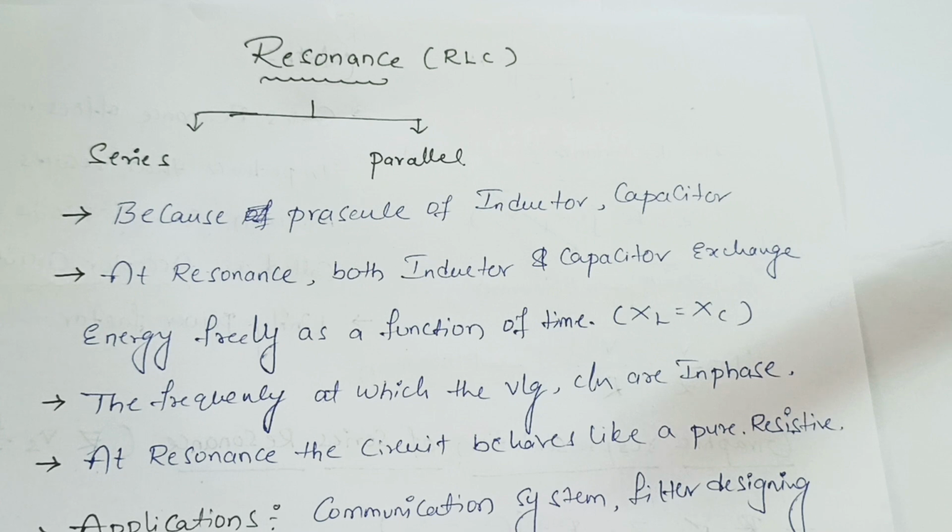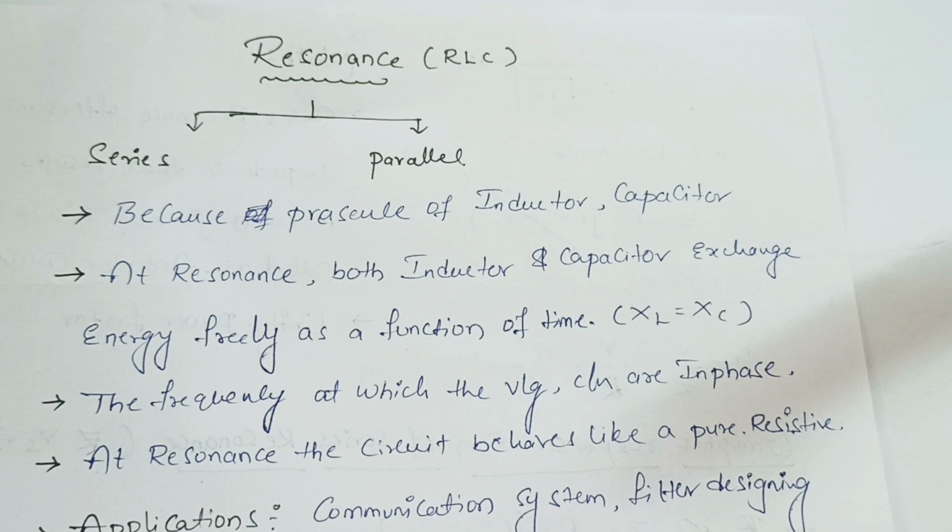Now what is the condition for resonance? XL equal to XC. If you take XL equal to XC in the impedance, that type of condition is called the resonance condition. Now, the frequency at which the voltage and current are in phase.